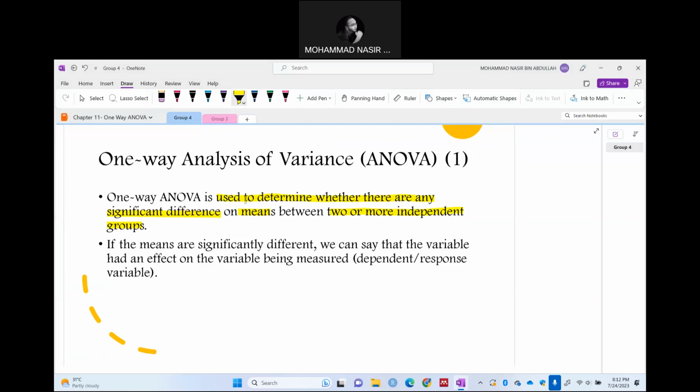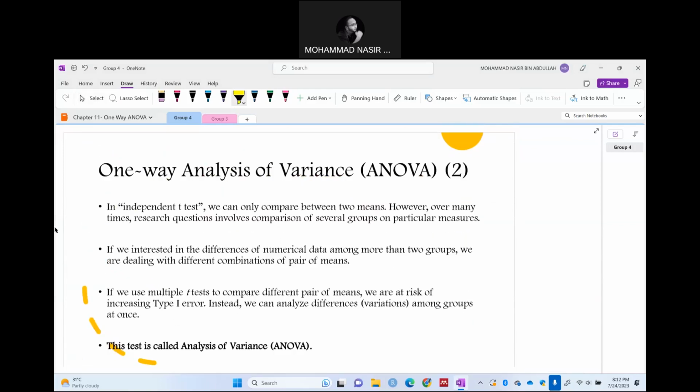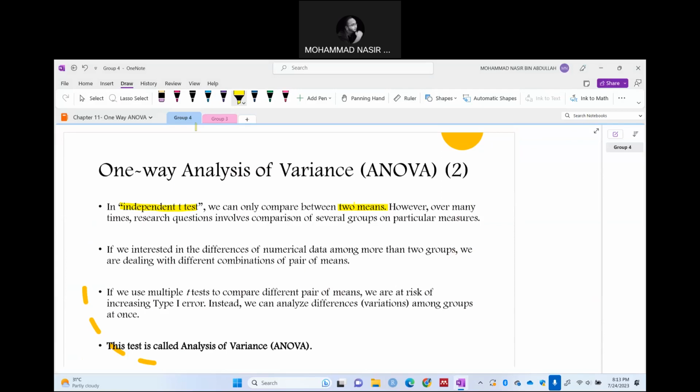If the means are significantly different, we can say that the variable had an effect on the variable being measured, which is the dependent variable. In the independent sample t-test, as I said just now, we can only compare between two means. We already learned this in chapter number 8, in hypothesis testing for two population means. So we want to find the difference between two means, and the appropriate test is the independent sample t-test.